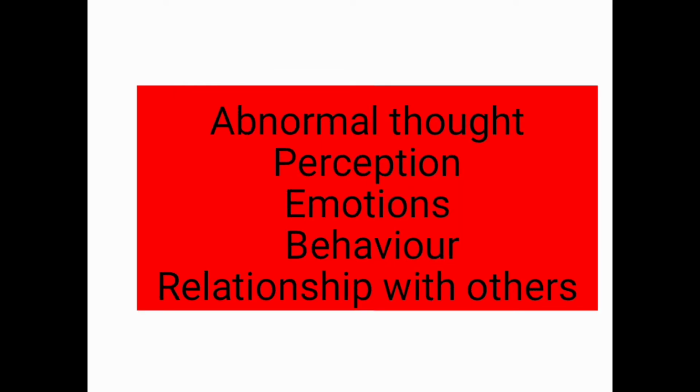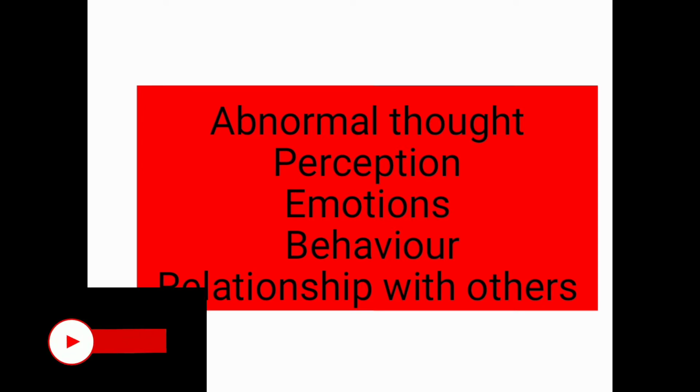Now, mental health disorder in children is the disability that affects the child's mood, thinking, behavior, the way they feel and act. Now, all over the world, there are many different types of mental disorder, but generally, they are characterized under abnormal thoughts, perception, emotion, behavior, and relationship with others.